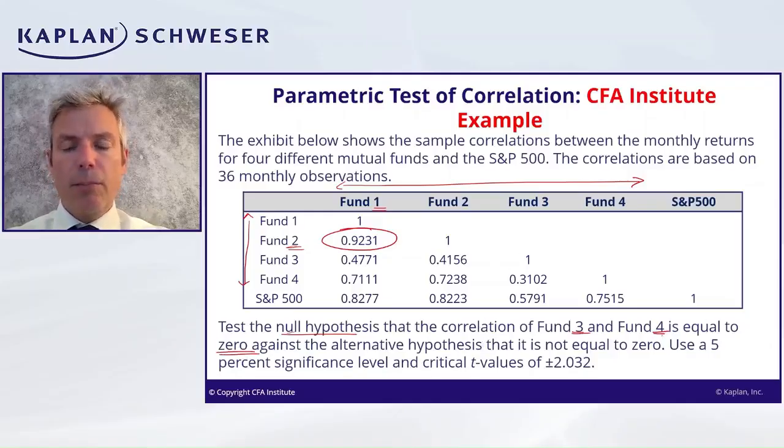So what's the sample correlation coefficient from our data? 3 and 4, that would be fund 3 versus fund 4. So we're going to have to go down here actually. They've only given us half the correlation matrix because it is symmetrical. So we'll go down here, we'll look at 4 versus 3. All right, it's this one here, 0.3102.